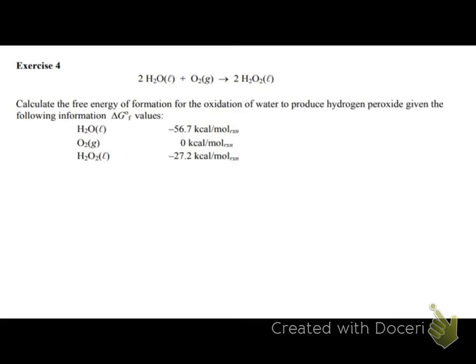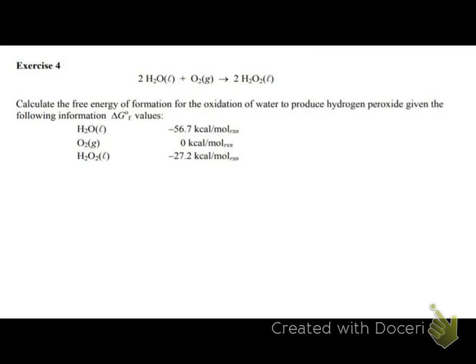In the last lesson, we went through all the formulas, so in this lesson, we're going to work these last few problems and then be done with the notes. So in exercise 4, we have the oxidation of water to produce hydrogen peroxide, and we're given the delta G values, and it just wants us to find delta G for the reaction, or for the formation. So it's going to be quite straightforward.